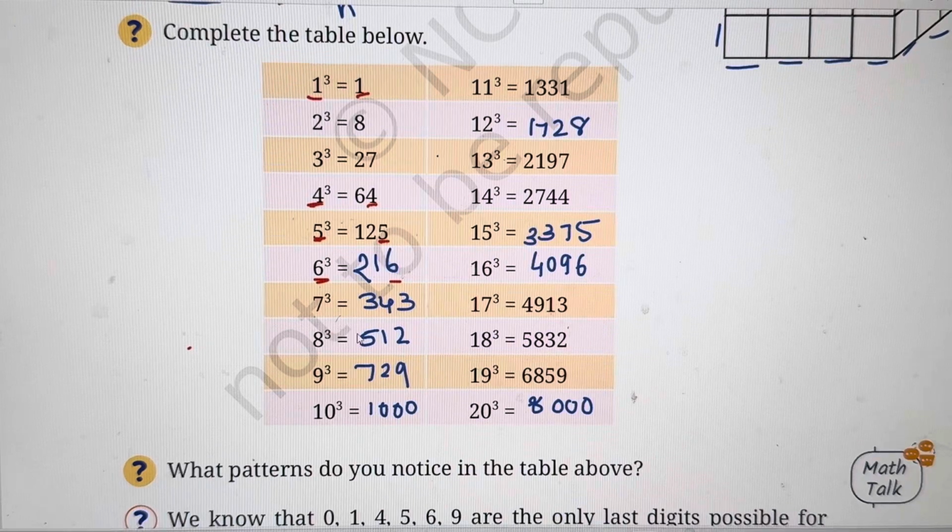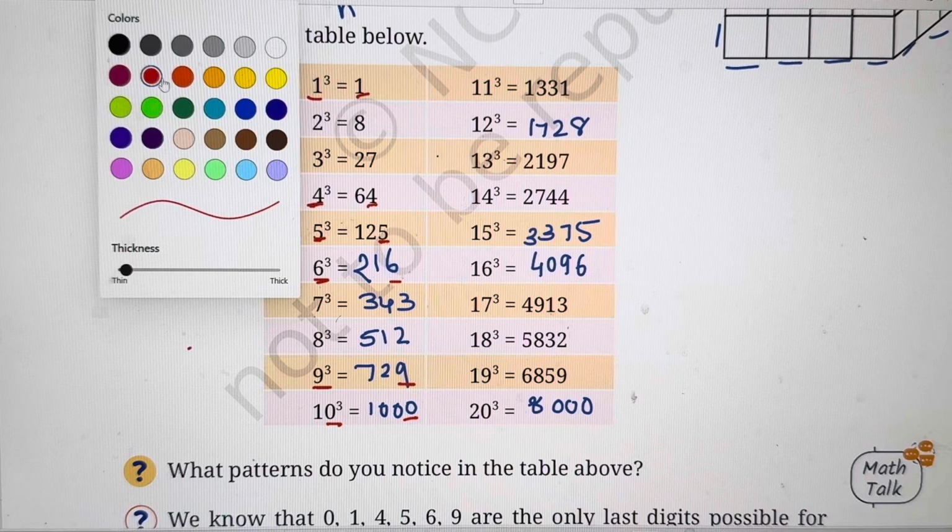These are some facts which will help you. Then 9, and in 10, 0, right? So 1, 4, 5, 6, 9 and 10. If these are the numbers, then their cube will have the same number as their last digit. This is one thing we observe.